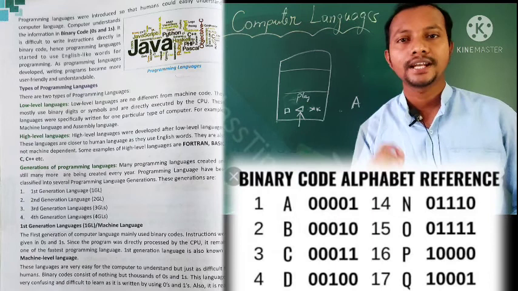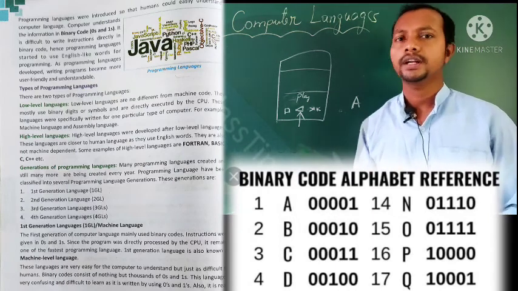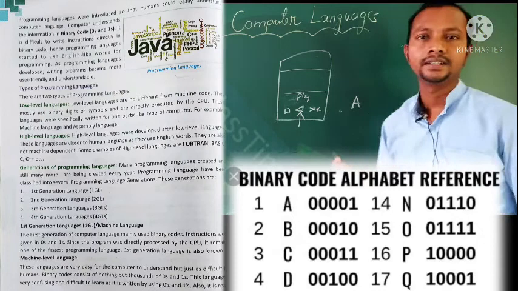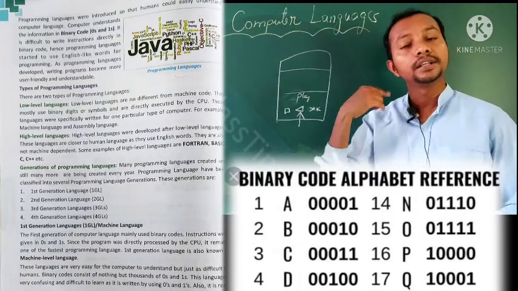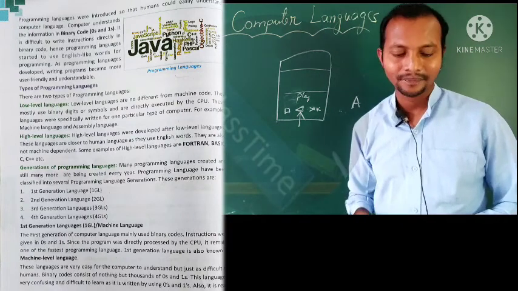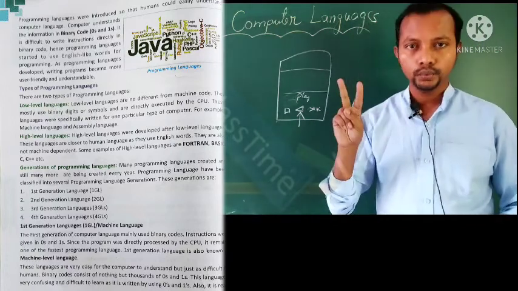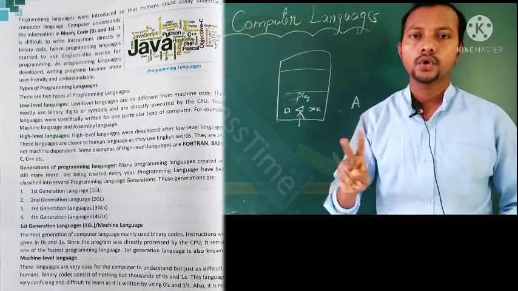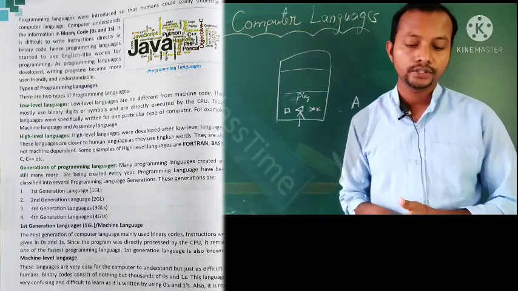Only in zeros and ones, no other numbers will appear to the computer. But for us it will appear like this on the screen. We type A, it will appear A, but for the computer it will be telling something else. These are known as binary codes. Binary means only two. Which are those two codes? 0 and 1. So zeros and ones.